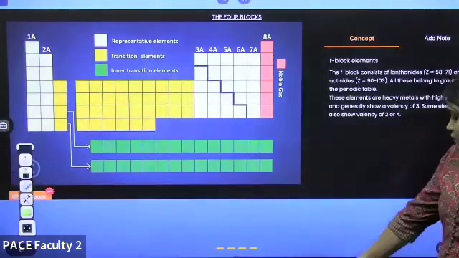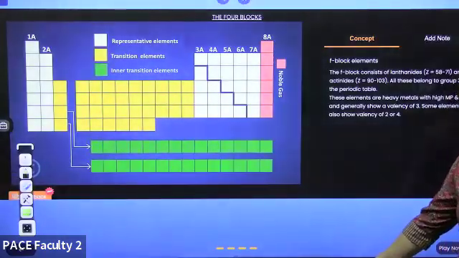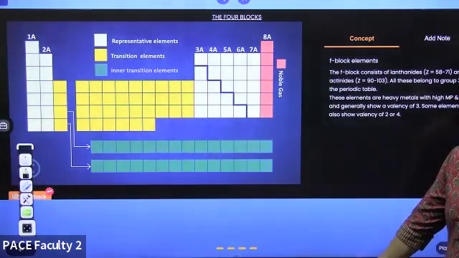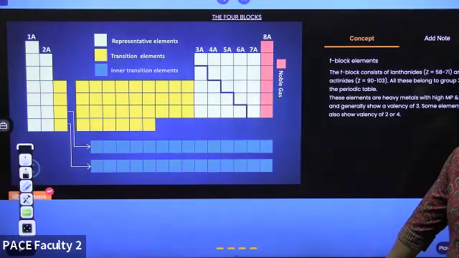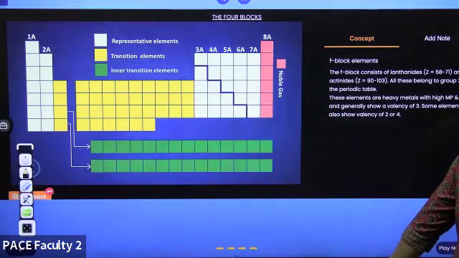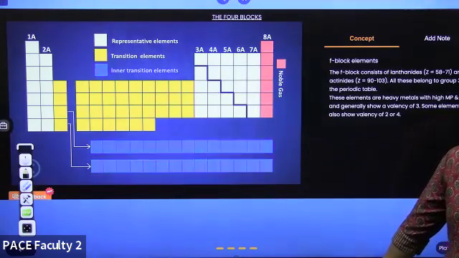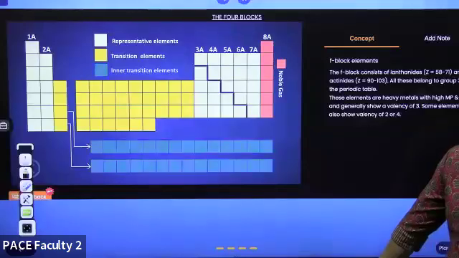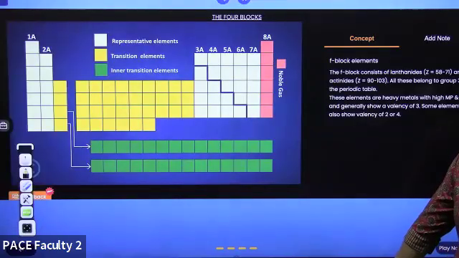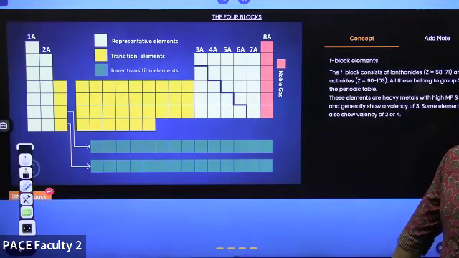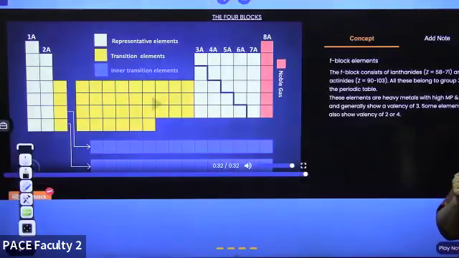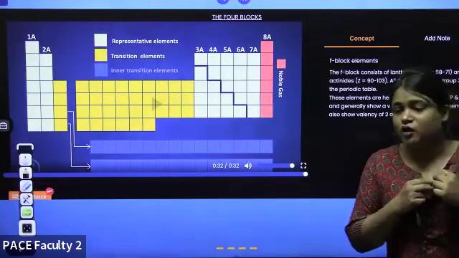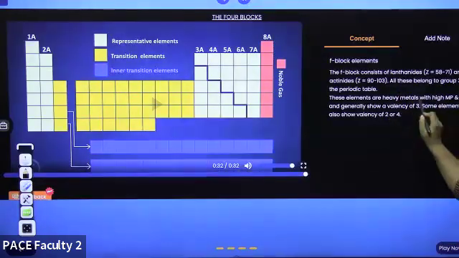Here we will discuss about F block elements. The F block consists of lanthanides from atomic number 58 to 71 and actinides from atomic number 90 to 103. All these belong to group 3 of the periodic table. These elements are heavy metals with high melting point and boiling point and generally show a valency of 3. Some elements also show valency of 2 or 4. Okay, so now we have discussed the F block elements also. They have a general valency of 3.